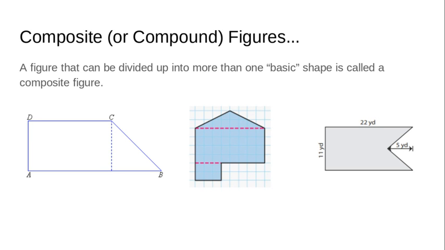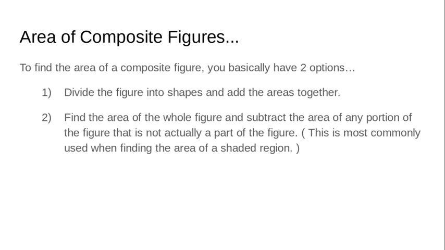So when you're looking at these shapes, you're trying to divide your shape into rectangles, triangles, and maybe even parallelograms, but really mostly rectangles and triangles. So those are the two formulas you're going to really need to work with on a regular basis. So when you are trying to find the area of a composite figure, you have two options. One of them is to do like we did yesterday. Divide the figure into shapes that you know and add those areas together.